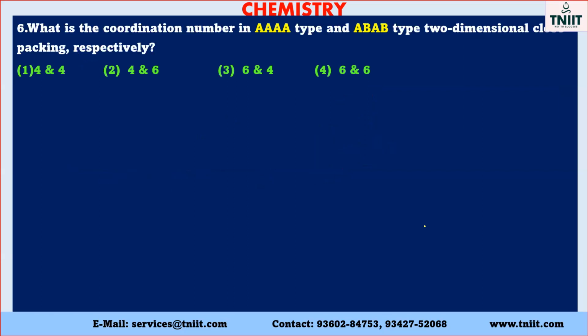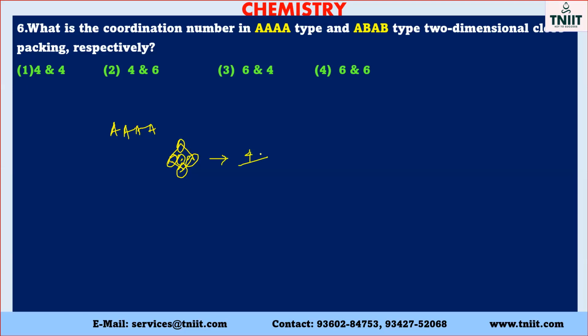The next question. What is the coordination number of AAA type and AB type 2-dimensional close packing, respectively? In case of AAA type, the molecules will be in this format. One of the molecules will be touching 4 other molecules. So when one of the molecules touches 4 other molecules, then the structure looks like this, a square. This is an atom in the reference, so it is a square. Therefore, the coordination number in case of AAA type is 4.